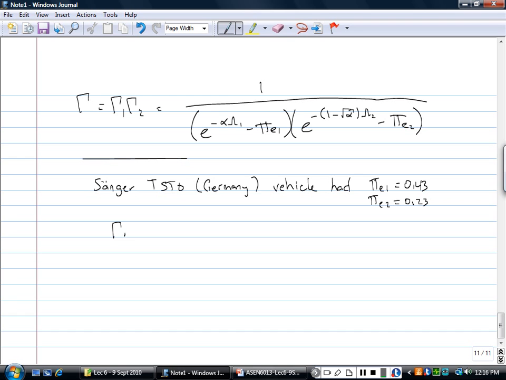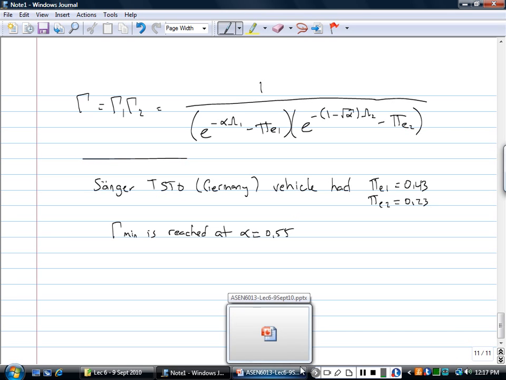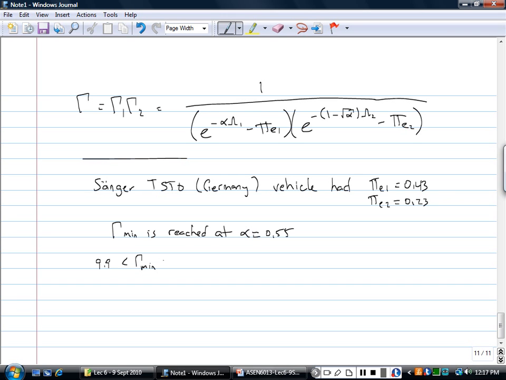For the chart we just looked at, the minimum gamma is reached at an alpha slightly higher than half, about 55%, and gamma ranged from about 9.9 minimum to 14.2, based on at least the numbers that were there. So, some reasonable range. It was very sensitive, of course, to empty mass.